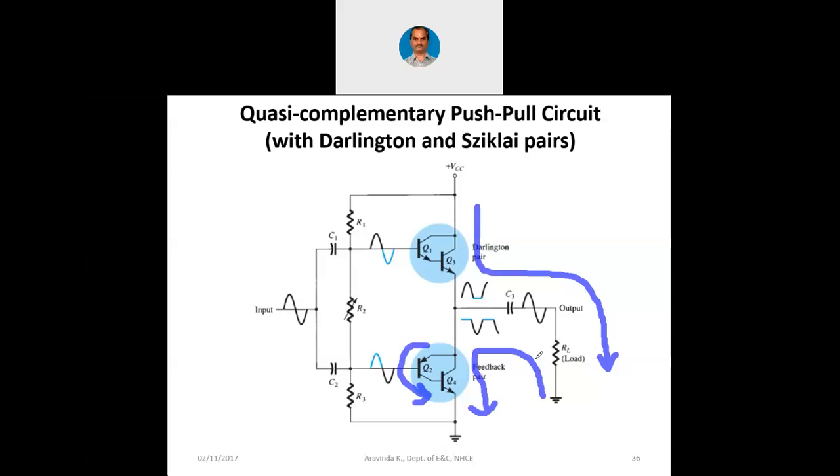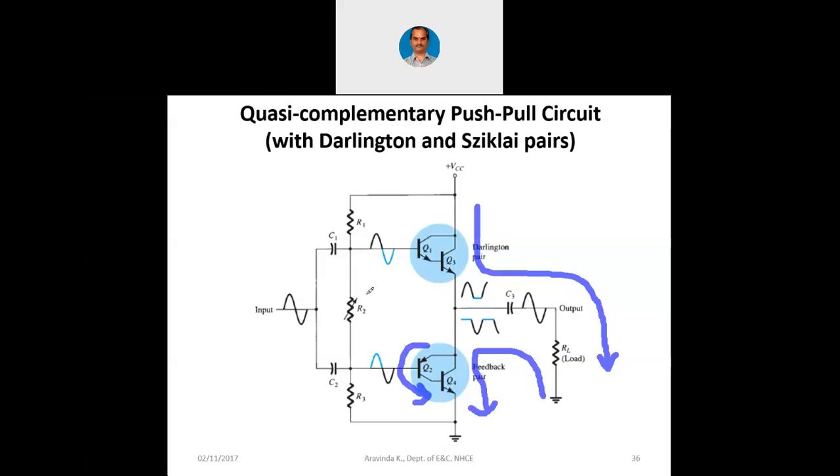Always visualize the load as either a loudspeaker or any other dynamic device there. So there is a change of direction of energy flow in the load. That is how this is working in the class AB operation.